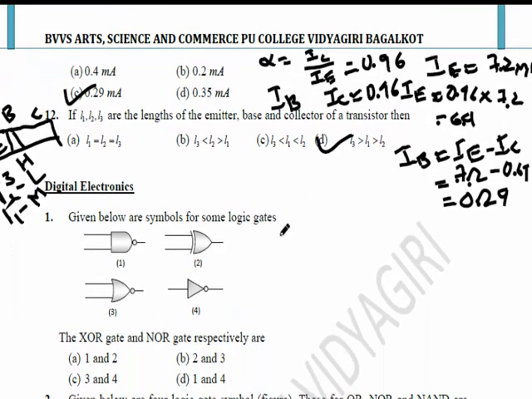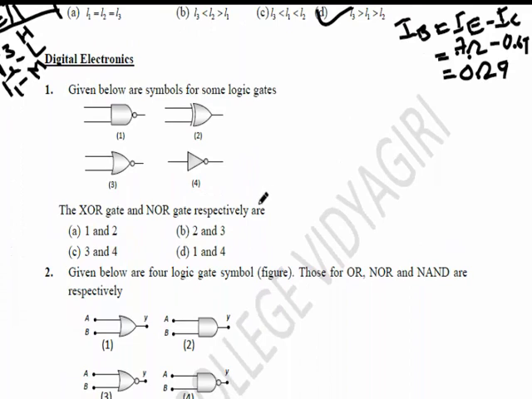Okay. So now I will move to digital electronics. I will solve the questions on digital electronics. First question of digital electronics. Given below are symbols of some logic gates. The first one is NAND gate, the second XOR gate, the third NOR gate, and then NOT gate.